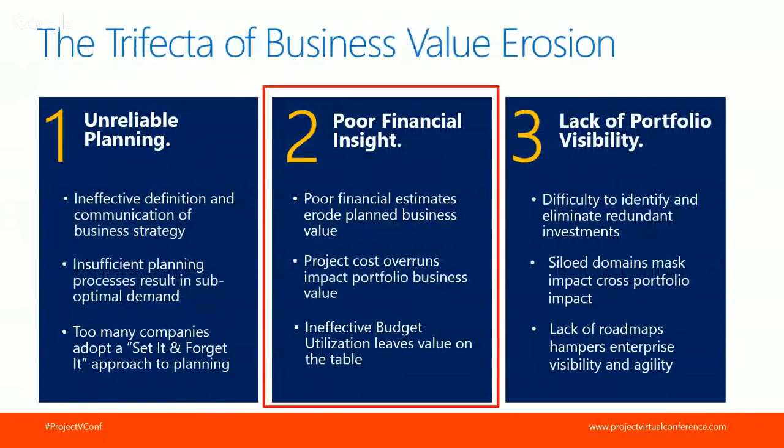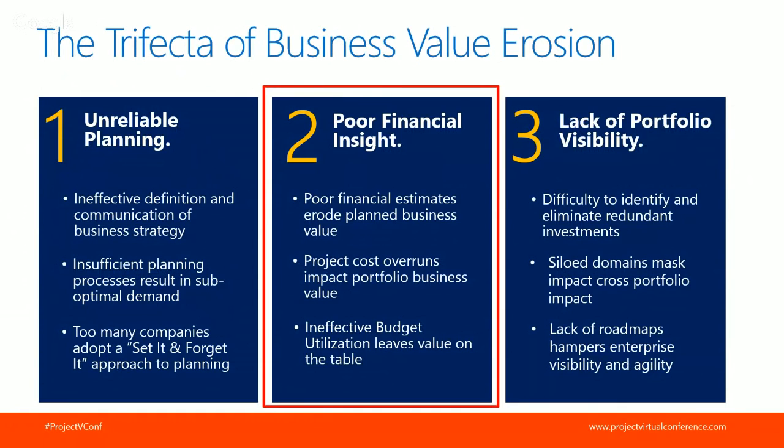Now, we could go a lot deeper into this, but I'm going to keep it at a pretty high level today. What we found is there's 3 primary areas that result in that 46% of business value erosion, something I like to call the trifecta of business value erosion. And I'm not going to go too deep into any of them, but we're going to focus more on the second one today. So the first is unreliable planning.